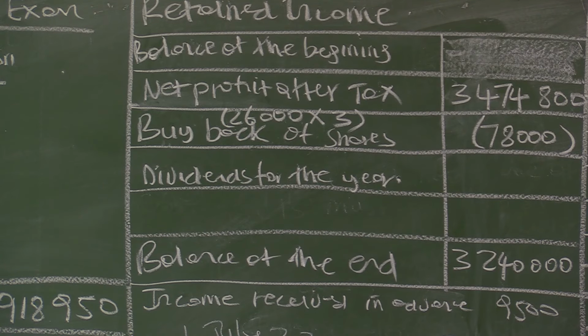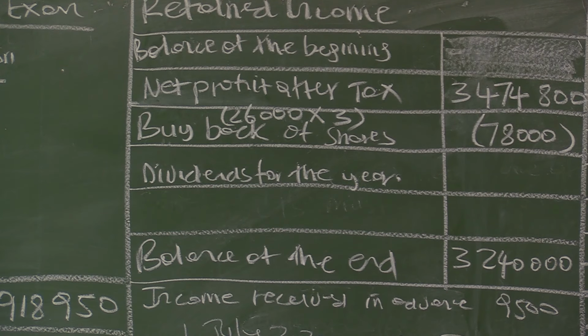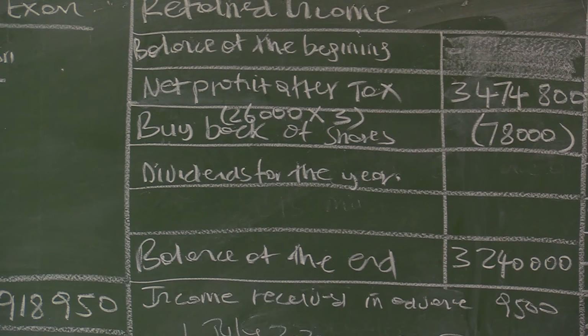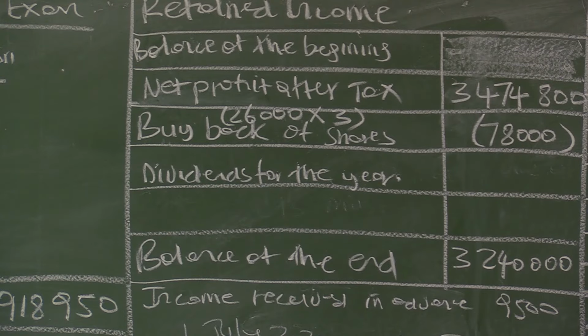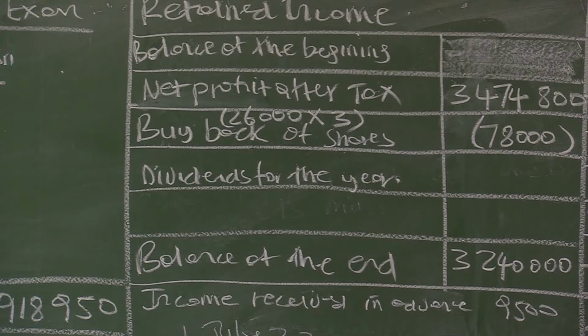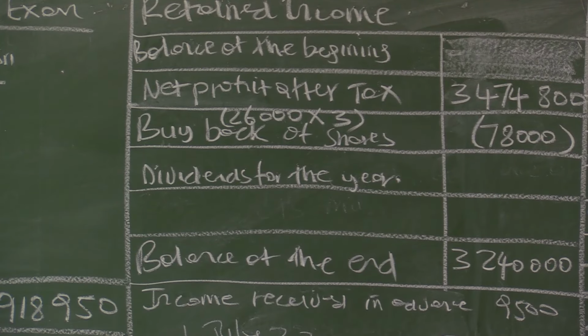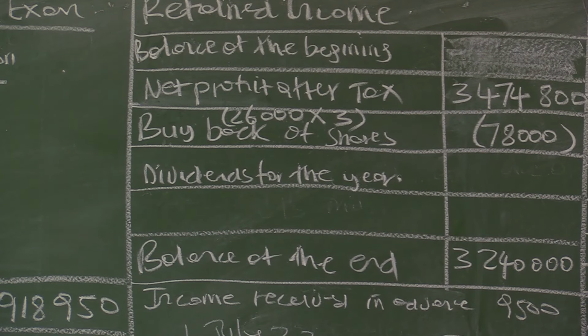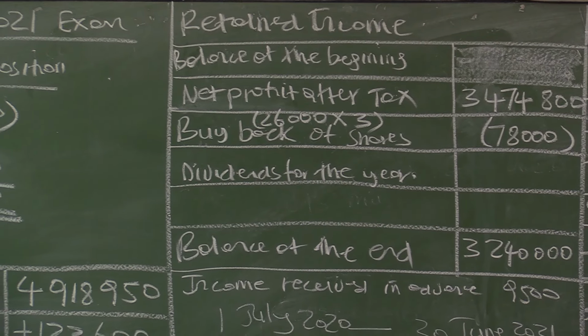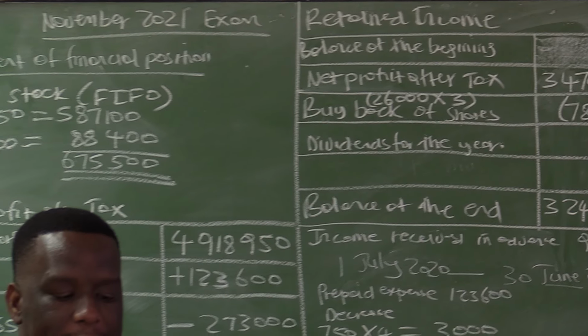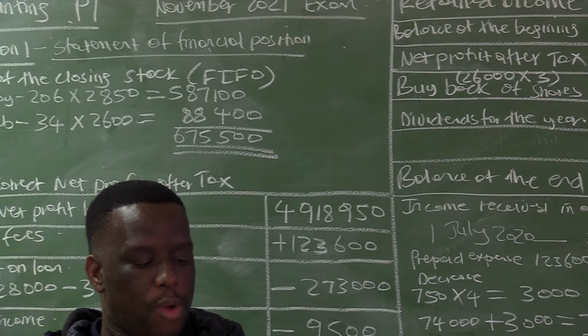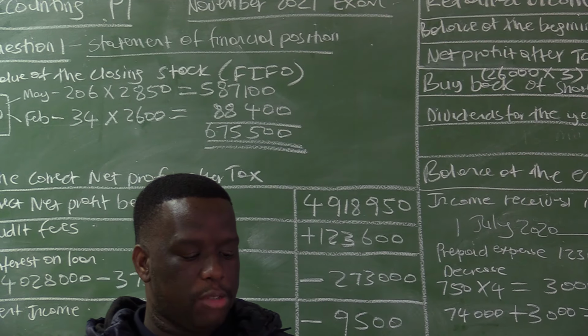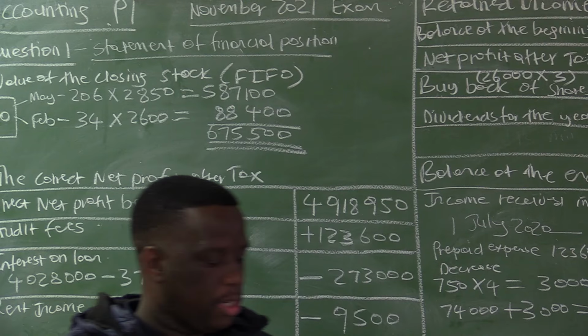And then dividends. Dividends on ordinary shares. Let's go and check the dividends on ordinary shares. It says here the business did not pay interim dividends during the 2021 financial year. So we have no interim dividend. And the final dividend of 65 cents per share was declared on 30 June 2021.